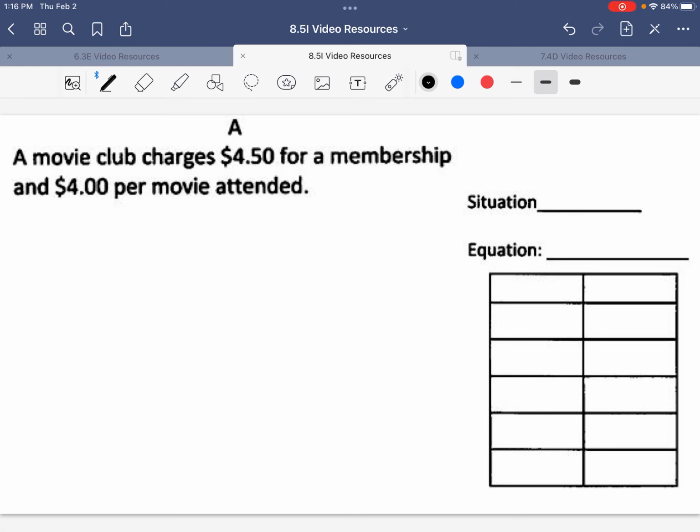Hey guys, today we're going to be looking at linear relationships in multiple forms when we're given a word problem. Here we have situation A, a movie club that's charging $4.50 for a membership, and then $4 per movie attended. We want to represent this situation with an equation and with a table, and then match it to the graph that's given to us.